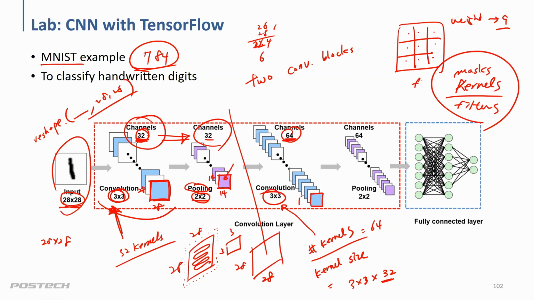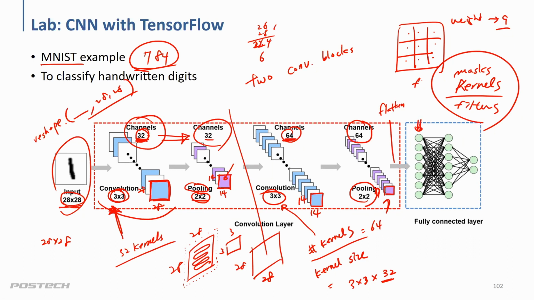14. Yeah, that's 14. Then we do another max pooling by 2 by 2. Then what's the size? 7 by 7, right? Now we have 7 by 7 and 64 channels. Then we're going to flatten.